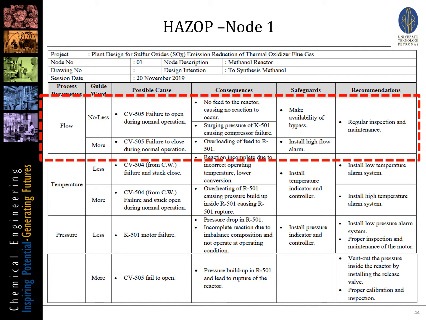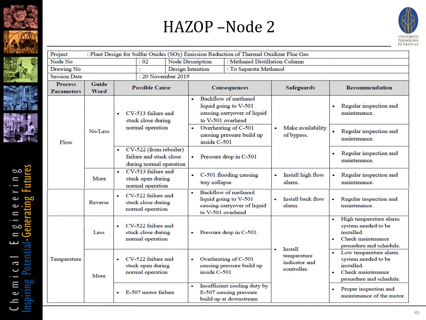For more flow, the possible cause will be CV505 failure to close during normal operation. This will cause the overloading of feed to R501. So the safeguard will be to install high flow alarm. The recommendation for this is regular inspection and maintenance.